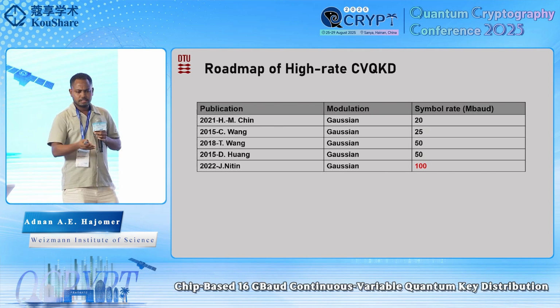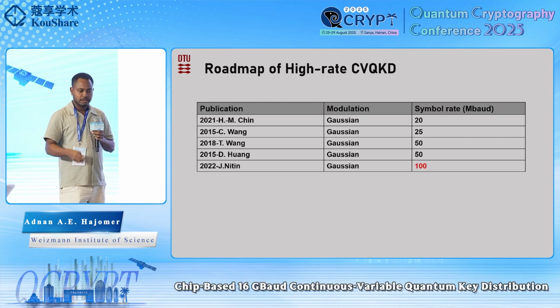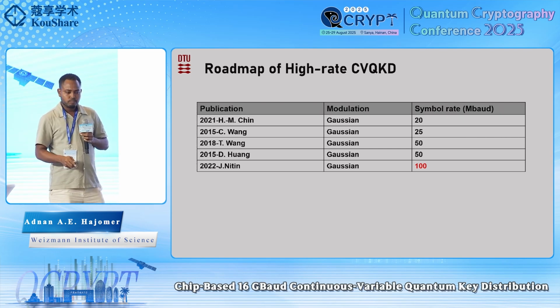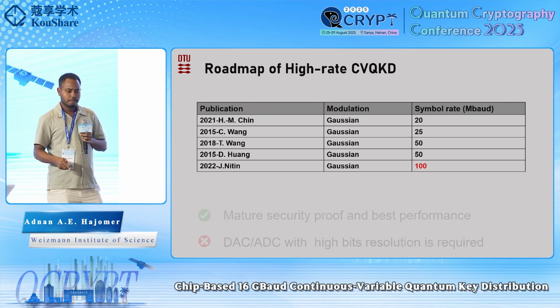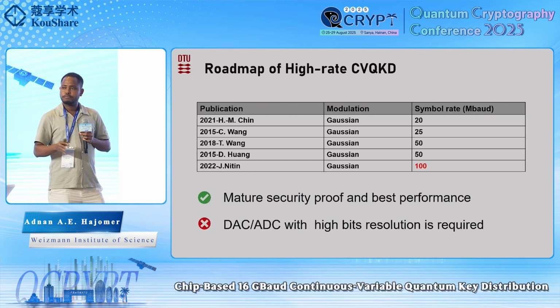Based on that, there are many demonstrations of high-speed CVQKD. Here, this is not an extensive list, but just a selection. Most of these systems use Gaussian modulated CVQKD, and the reason for that is that it has the most mature security proof. But if you look at the symbol rate of the systems, we can see it is limited to 100 megabaud.